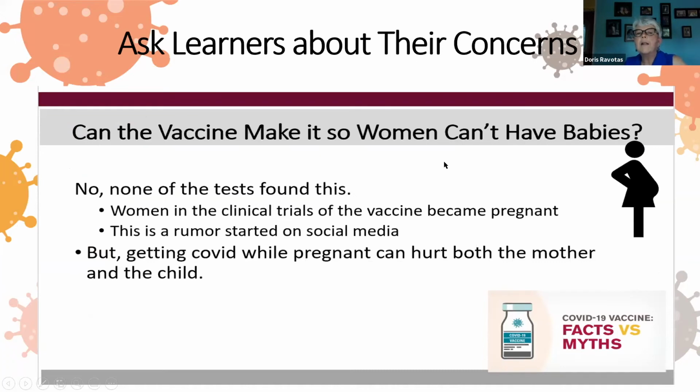Asking learners directly about their concerns. So here's one concern that somebody can bring up. Can the vaccine make it so women can't have babies? And then starting to talk a little bit about this, you can always say, have other people heard about this, that this is a concern of theirs? And you can work with that a little bit.